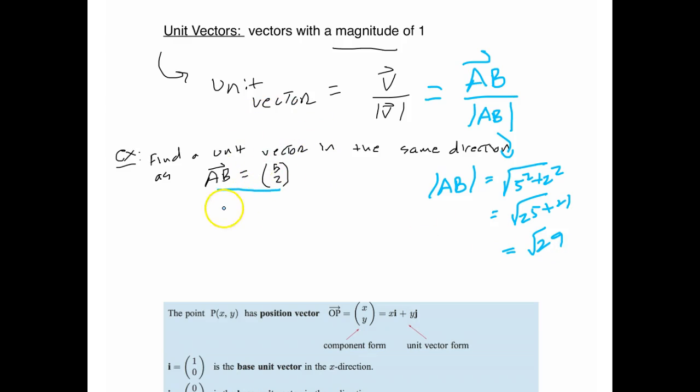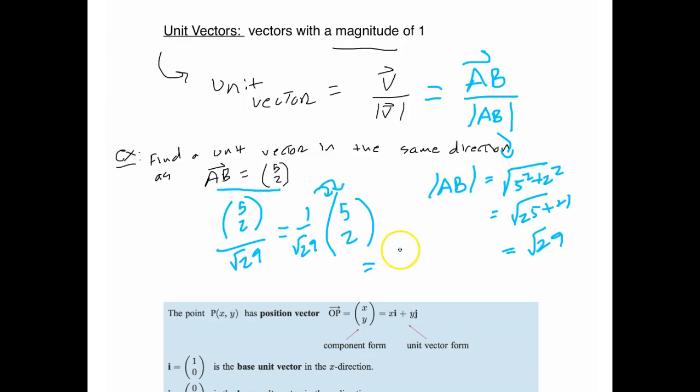So if we want to find the unit vector, all we're going to do is this. We're going to get our vector, 5, 2, and divide by rad 29. That doesn't look really good. Let me write it like this. This is a little cleaner. You distribute to both of them. That distributes in. And you get 5 over radical 29 and 2 over radical 29. And that's a unit vector in that direction.